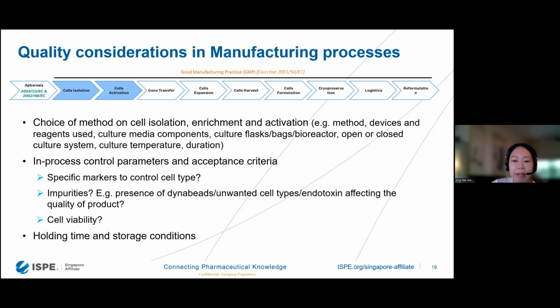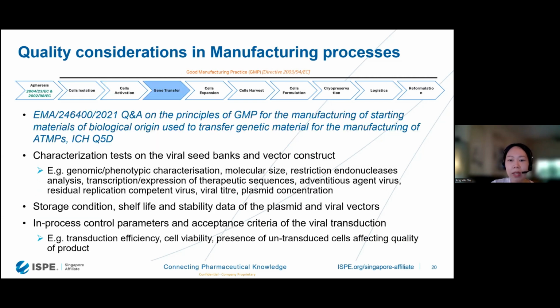As cells are sensitive to environment changes, manufacturers need to establish a suitable holding time and storage conditions to ensure the quality of the cells is maintained throughout the duration, as well as not to affect the downstream process. When seed lots and cell banks, including master and working generations, are used, they should be established under the principles of GMP and ICH Q5D.